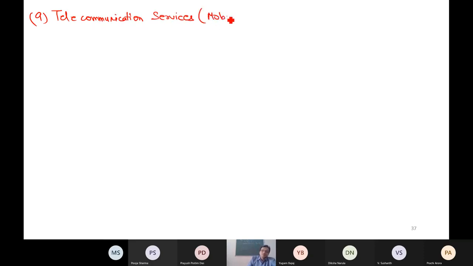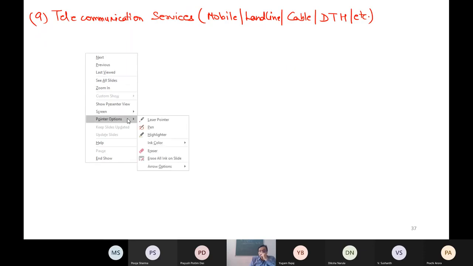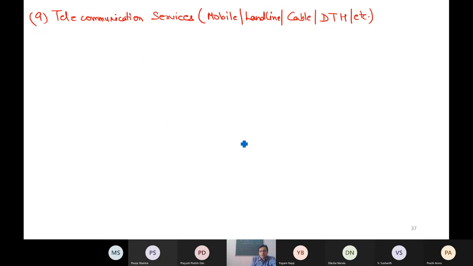So like mobile phones, landline, cable, DTH, direct to home, etc. These are all telecommunication services, and this is a little bit lengthy, of course, but logical.